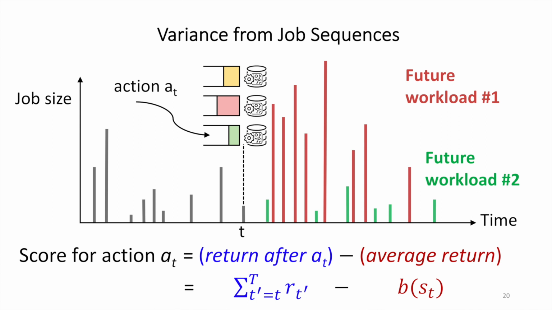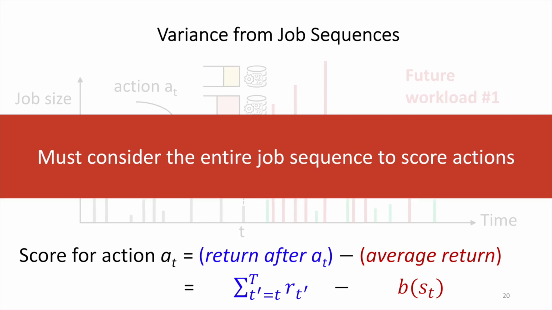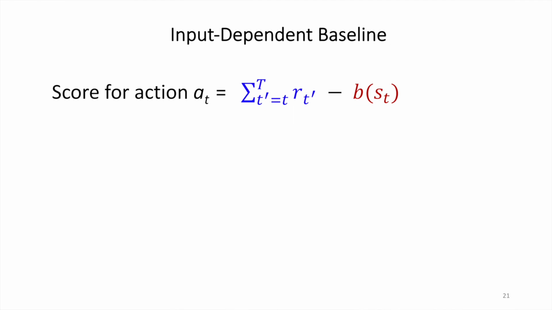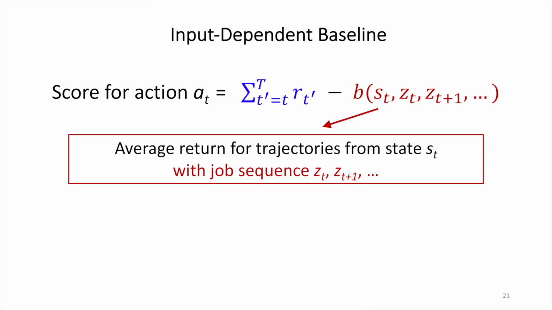However, notice that the difference in the reward has nothing to do with the action at step t. It's purely due to the randomness in the job arrival pattern. This randomness confuses the training agent because it relies on the reward to assess the action. To remove this variance, we need to explicitly take the job arrival pattern into account when estimating the score for the actions. Intuitively, we want the average case baseline to depend not only on the current state, but the job arrival pattern as well. This is the idea behind an input-dependent baseline.